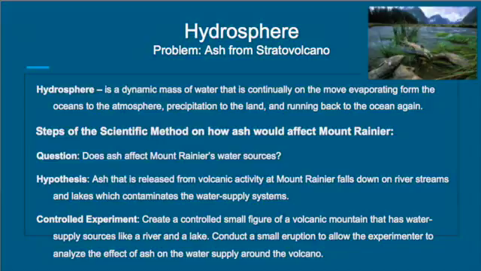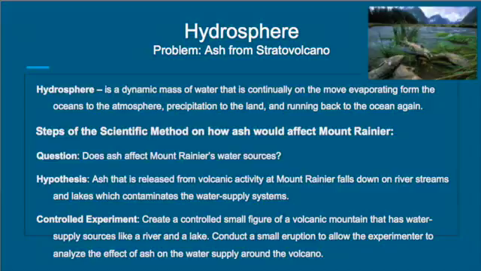Alright, these are the steps of the scientific method on how ash would affect Mount Rainier. The question that I came up with was, does ash affect Mount Rainier's water resources? The hypothesis to this is ash that is released from volcanic activity at Mount Rainier falls down on river streams and lakes, which contaminates the water supply systems.